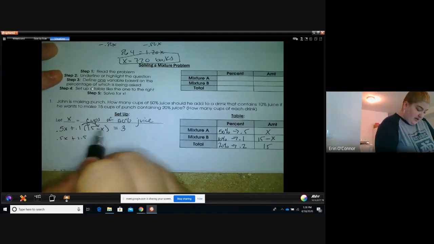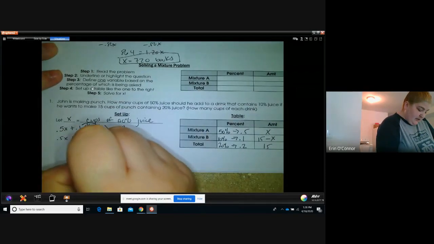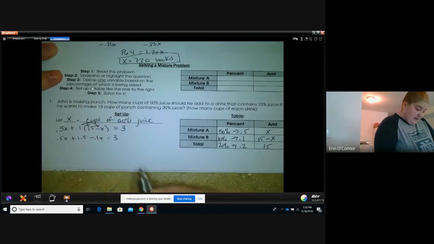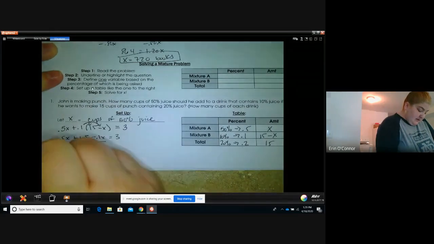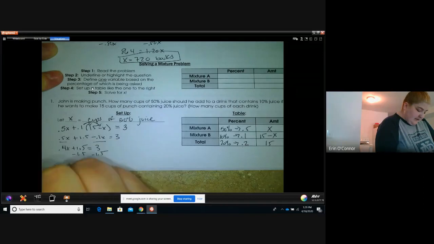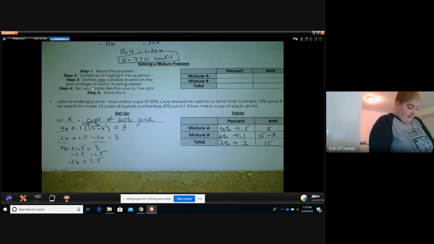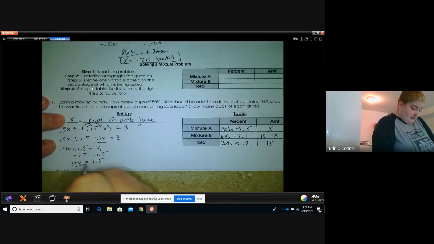And then 0.1 times negative x is negative 0.1x, and that's equal to 3. We're going to combine like terms, and we get 0.4x plus 1.5 is equal to 3. Subtract 1.5 on both sides, and we get 0.4x is equal to 1.5. To get x by itself, we're going to divide by 0.4.